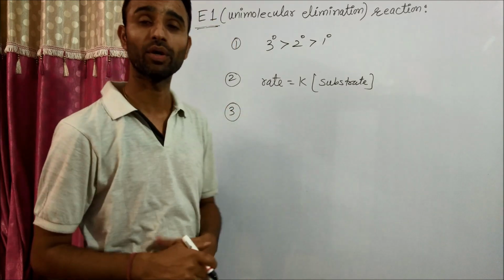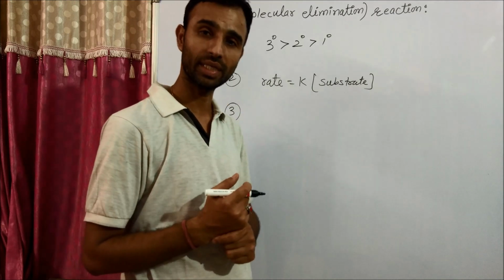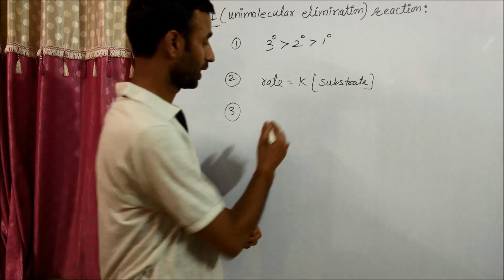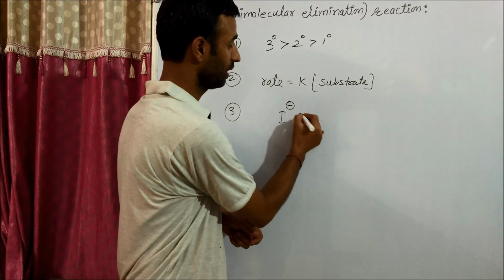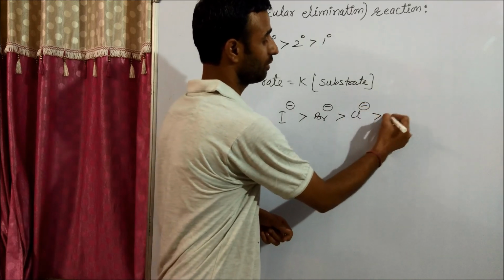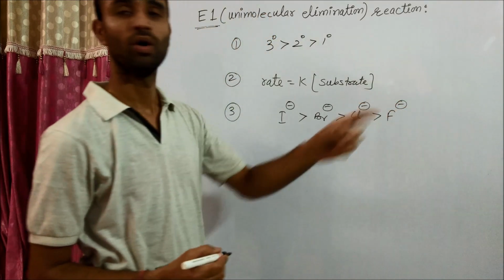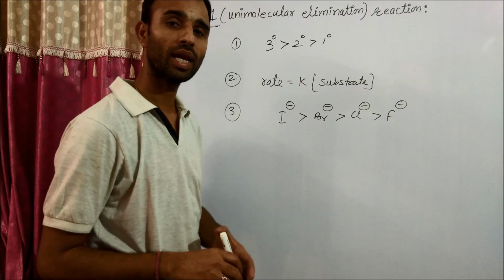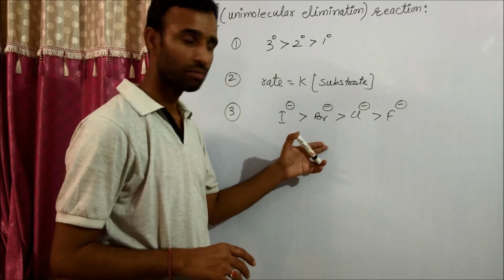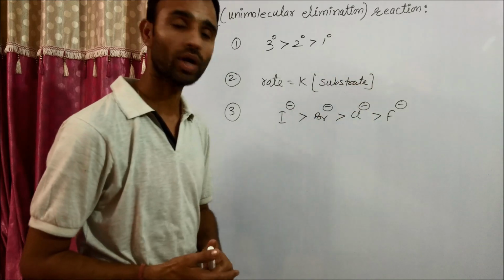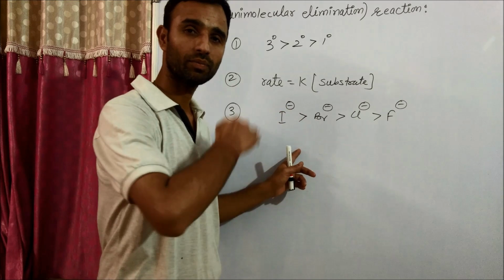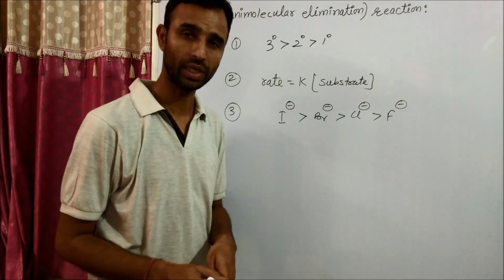Third, leaving group. If an ion is least basic and more polarizable, that is a good leaving group and increases the reactivity. For example, I negative, Br negative, Cl negative, F negative. This is the order of reactivity of alkyl halides. Iodides are more reactive than bromides. Bromides are more reactive than chlorides and then fluorides. That means iodide is removed easily.